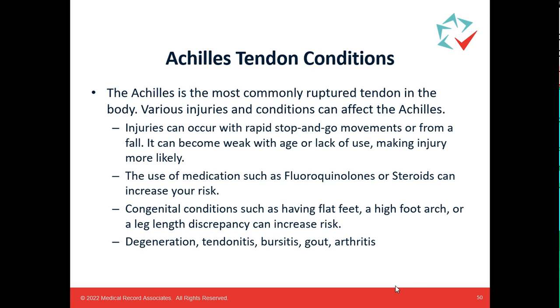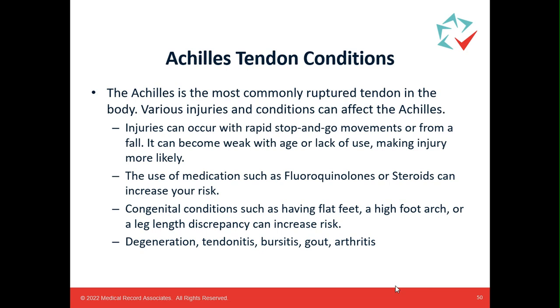The Achilles tendon is the most commonly ruptured tendon in the body. Various injuries and conditions can affect the Achilles. Injuries can occur with rapid stop and go movements, something that you may see in sports activities such as tennis or soccer. It can also be injured from a fall. It can become weak with age or lack of use, which makes an injury more likely to happen. The use of medications such as fluoroquinolones or steroids can also increase your risk of an Achilles tendon tear.